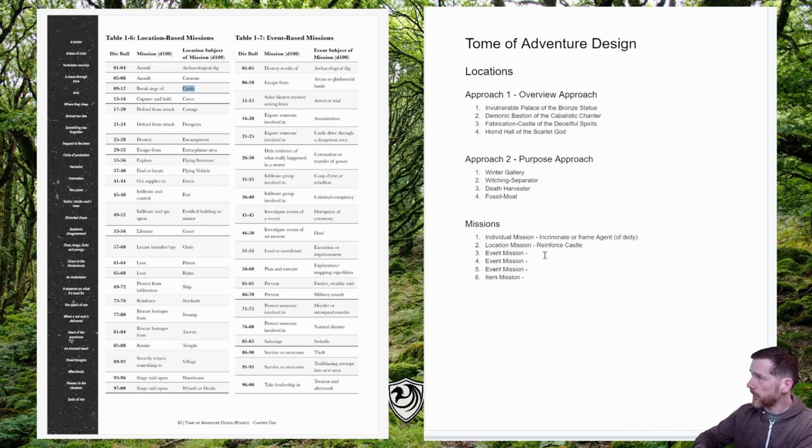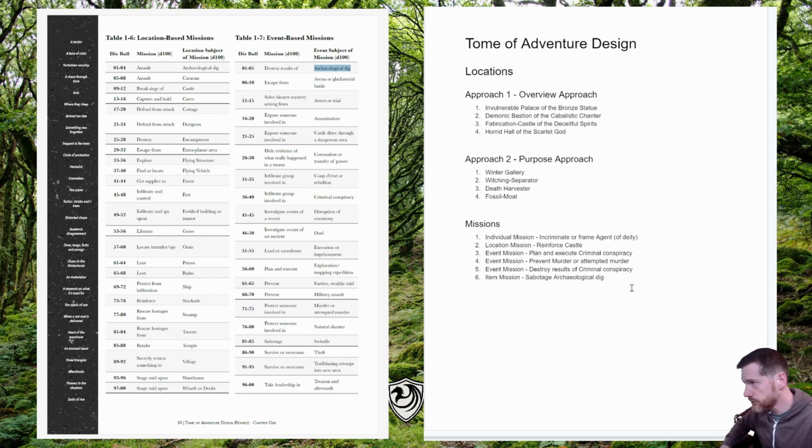All right. Now we have 3 event-based missions. Number 1 is going to be criminal conspiracy. All right. We have to plan and execute a criminal conspiracy. Prevent murder or attempted murder. Our next event-based mission is going to be destroy results of criminal conspiracy. All right. So maybe we have to plan and execute a criminal conspiracy and then destroy the evidence or results of that criminal conspiracy. Sabotage an archaeological dig.